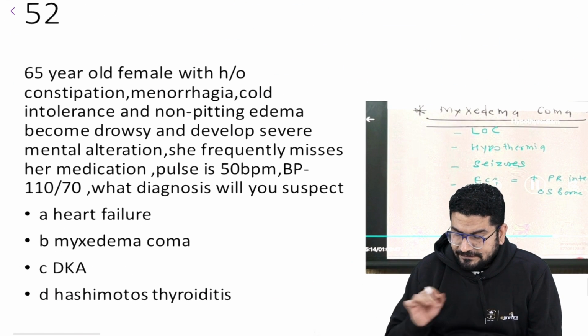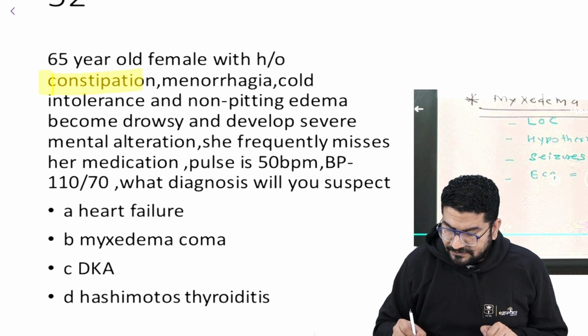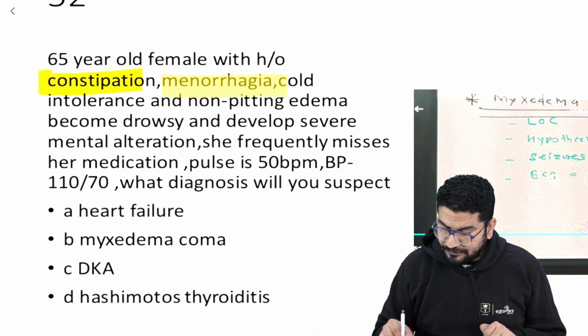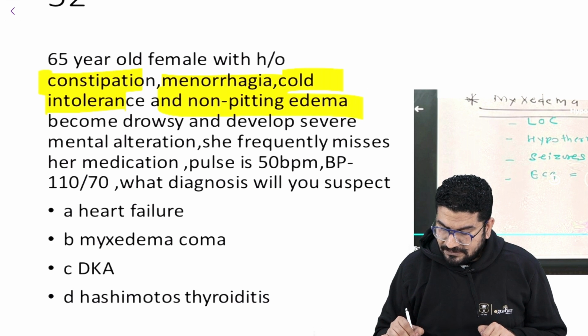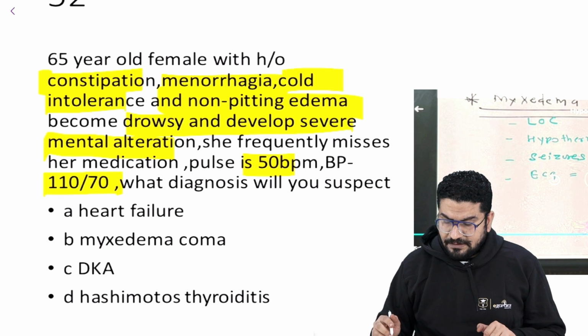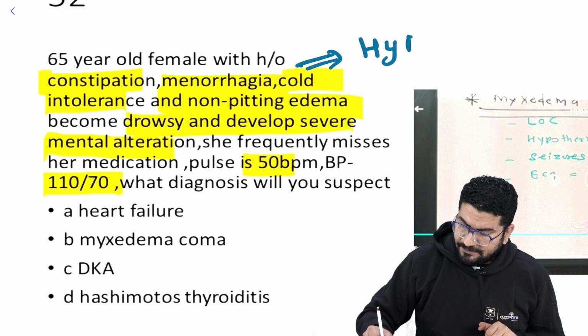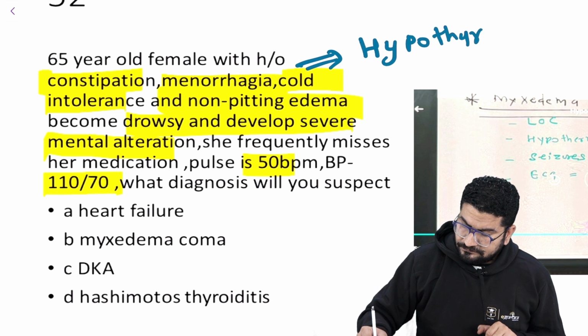Next MCQ, if I say a 65-year-old female with history of constipation, menorrhagia, cold intolerance, non-pitting edema, drowsy and develops severe mental alteration. She frequently misses her medication. Pulse is 50, bradycardia, BP is 110/70. What will you suspect? You can know by looking at the symptoms. This is the classical case of hypothyroidism. Patient is missing her medication.